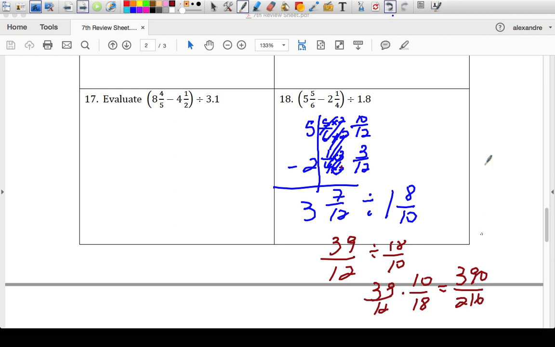So 216 goes into that once, right? And you get 174 left over 216. And if you simplify that again, you get 87 over 108. Okay?